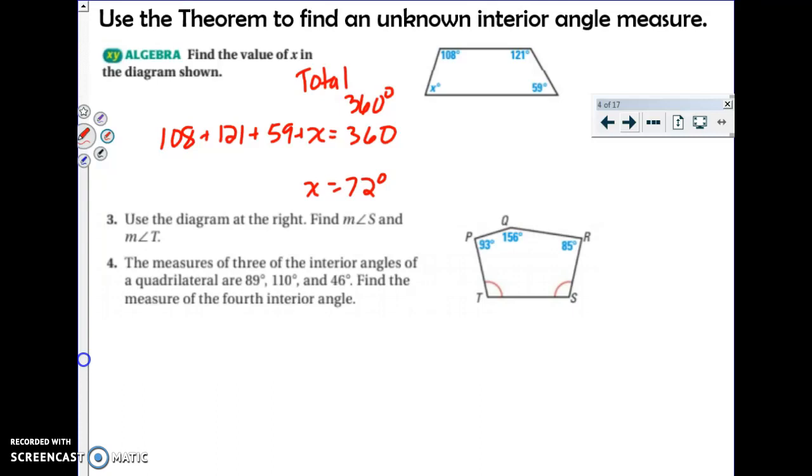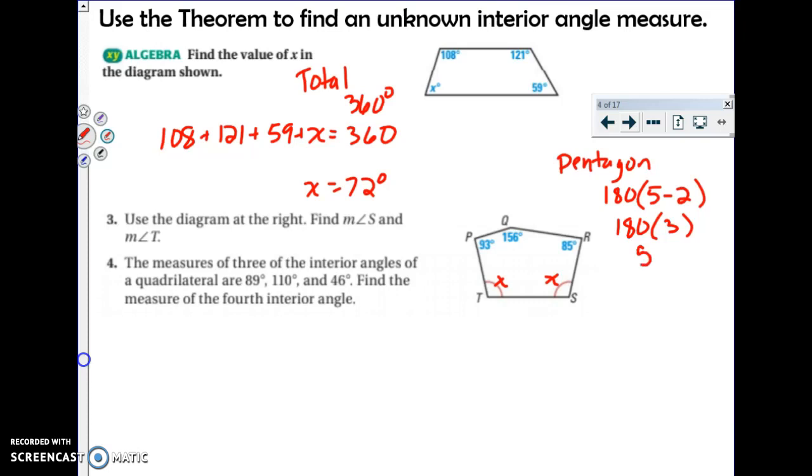All right, number 3. Use the diagram at the right. We're going to find the measure of s and the measure of t. So these are congruent angles because of the arc. So I want to make them both x. And this is a 1, 2, 3, 4, 5. This is a pentagon. So I can calculate this first if I wanted to. It's 180 times 5 minus 2. So 180 times 3 is going to give me 540, I think.